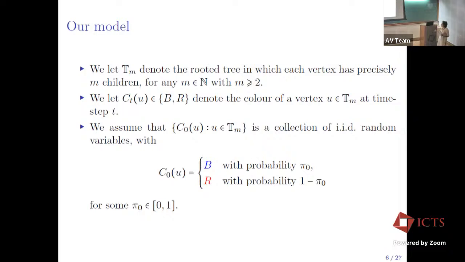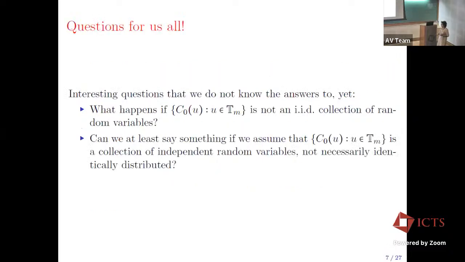Even though there will be questions also at the end of the talk, I wanted to stop and mention that we don't really know what happens if we don't start with an IID collection of random variables. We don't even know what happens if we retain the assumption of independence but get rid of the assumption of identically distributed. So this is something that's worth checking out.